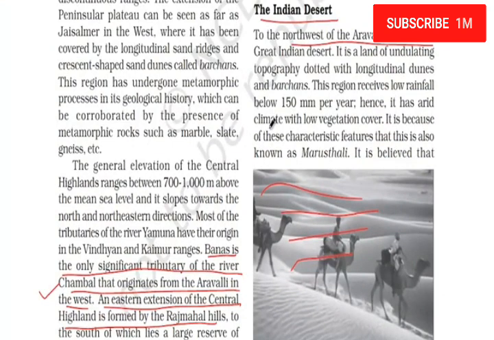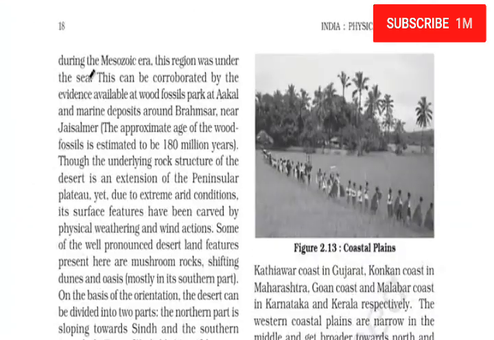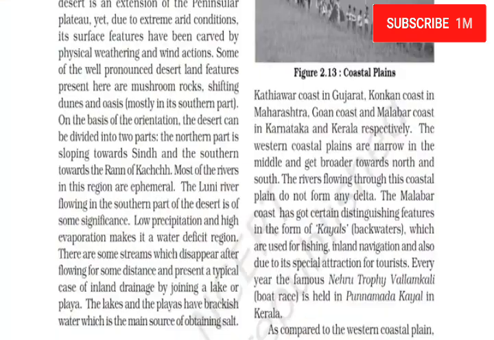Hence, it has an arid climate with low vegetation cover. It is because of these characteristic features that this is also known as Marusthali. It is believed that this region was under the sea and later it has come up. Gujarat and Rajasthan are said to be under sea. We have read that Dwarka was under sea and it has come out now. The Luni river flowing in the southern part of the desert is of some significance because it is the most important river present in this region.